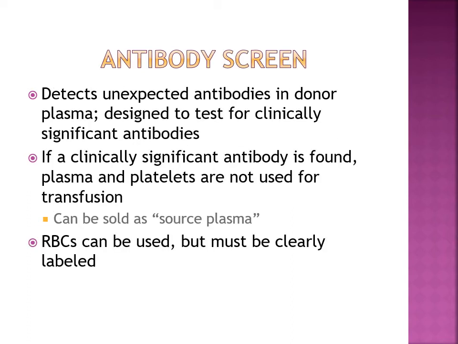For an antibody screen, this is going to detect unsuspected antibodies in the donor plasma, and it's designed to test for clinically significant antibodies. If a clinically significant antibody is found, the plasma and platelets are not used for transfusion, but can be sold as source plasma, or plasma that's going to be used to make reagents or cosmetics or whatever. The RBCs can be used, but they must be clearly labeled.